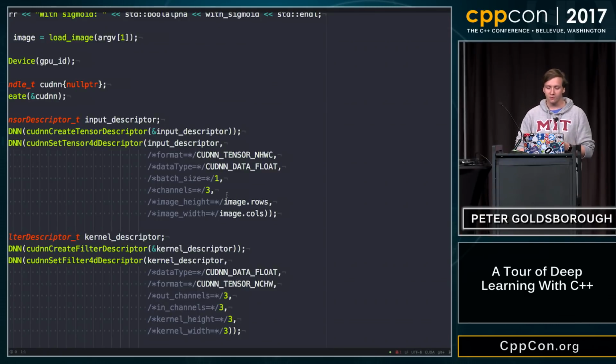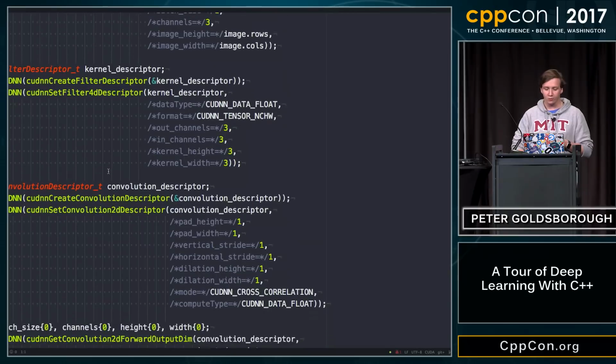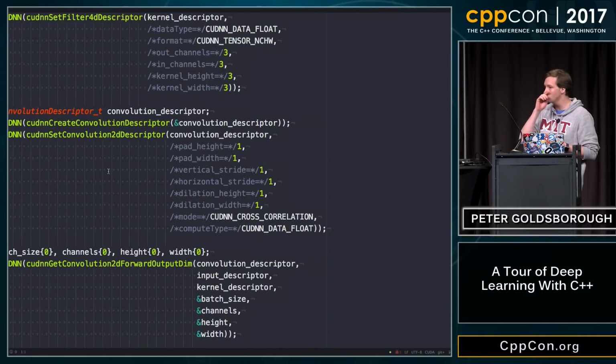In this case, we would define a descriptor for the input, and then another descriptor for the kernel, which we convolve the image with. So the input is the image. And then we have another descriptor for the convolution algorithm that we use. In this case, we're specifying a few things. We're specifying the amount of zero padding we add around the image. We specify what the stride is, so the amount by which we slide the kernel across the image, the convolution algorithm, and also the data type of the convolution.